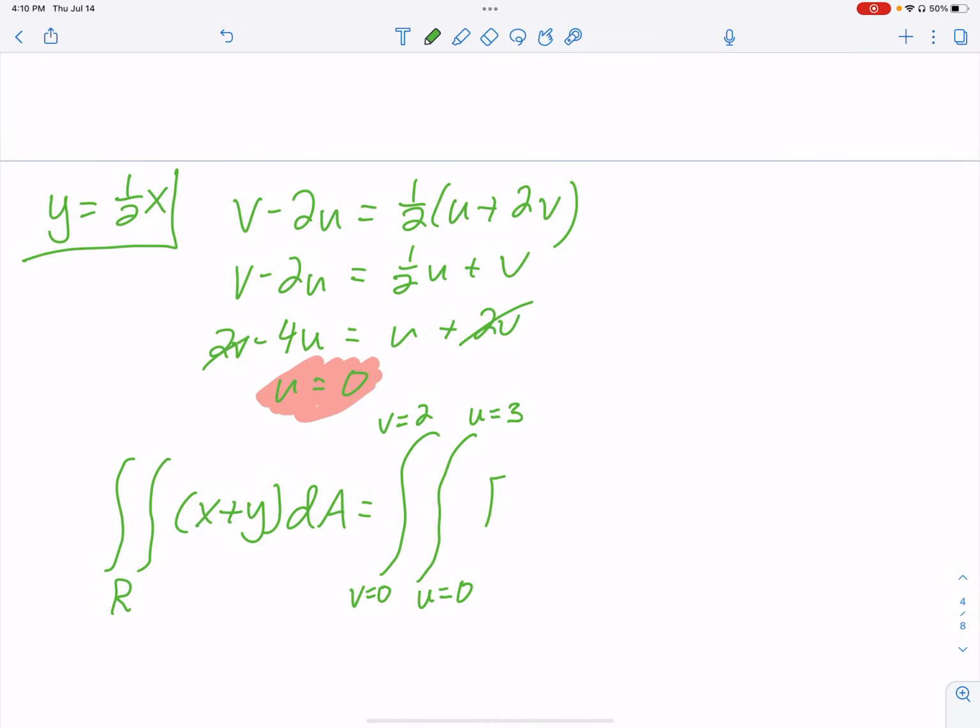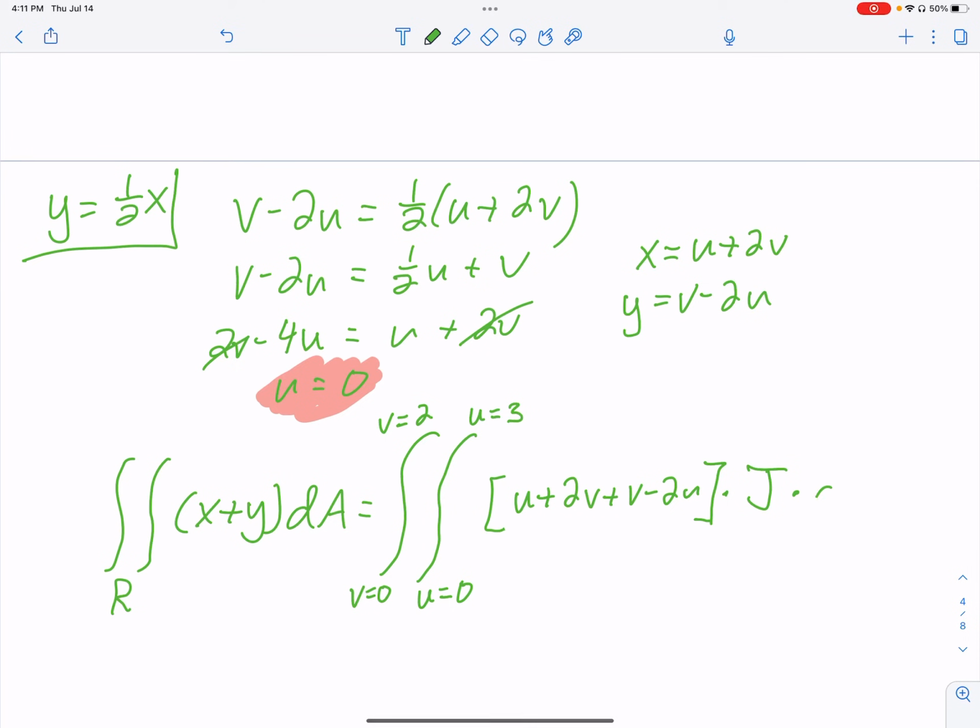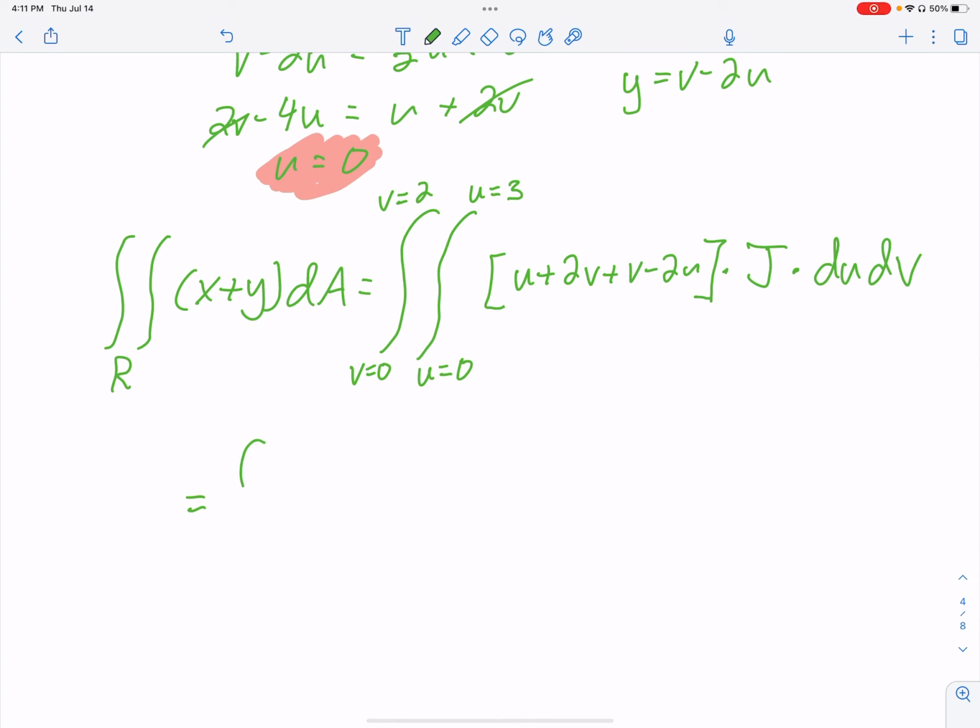Now I just take x plus y, and I'm going to write these again: x equals u plus 2v, y equals v minus 2u. I just plug those in for each one. u plus 2v plus v minus 2u. Now the Jacobian has to go here, and then we get du dv, making sure they match the bounds: v from 0 to 2, u from 0 to 3. Then I can combine like terms in there. I got 3v minus u.